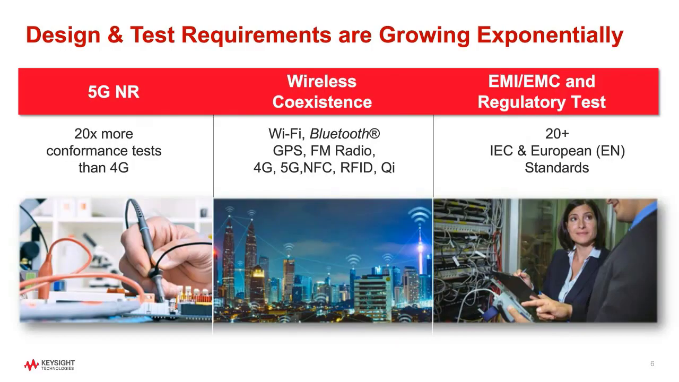A consequence of this complexity is design and test requirements that are growing exponentially. Take 5G as an example. There are literally 20 times more conformance tests than LTE, which was already a famously complex system. Layer on top of that Wi-Fi, Bluetooth, multiple radios, digital memory, and high-speed I/O. And don't forget the local standards that must be passed on more than 20 different geographies around the world. This complexity strains our current ability to manage design and test configurations and the resulting mountains of data.